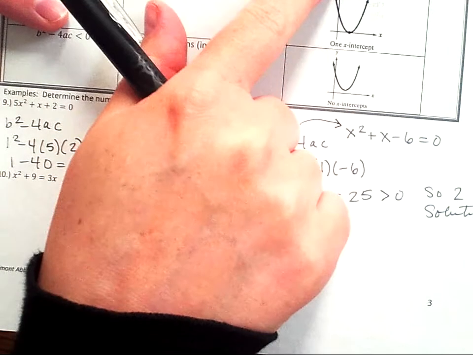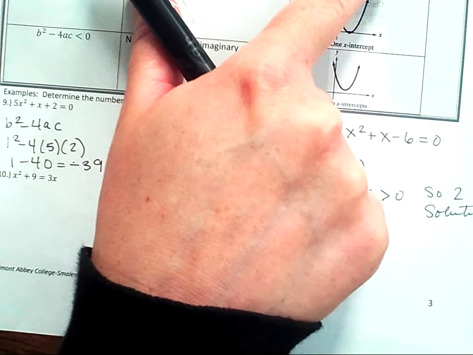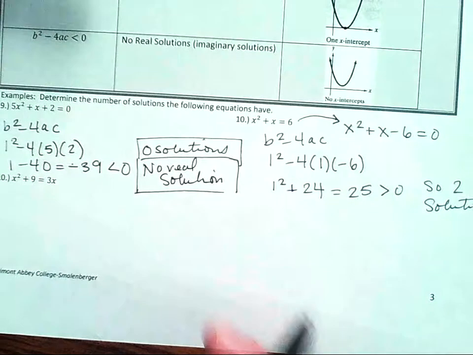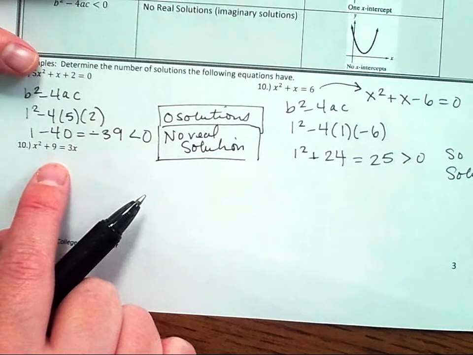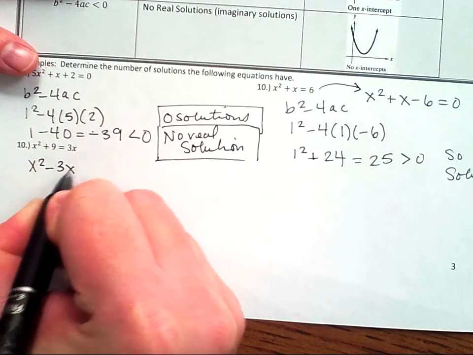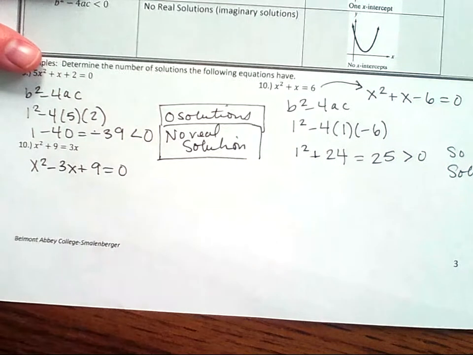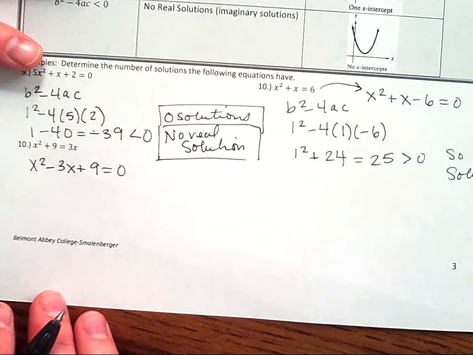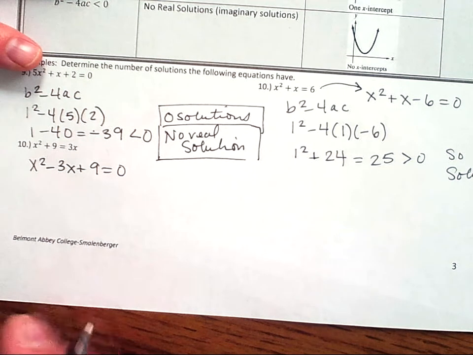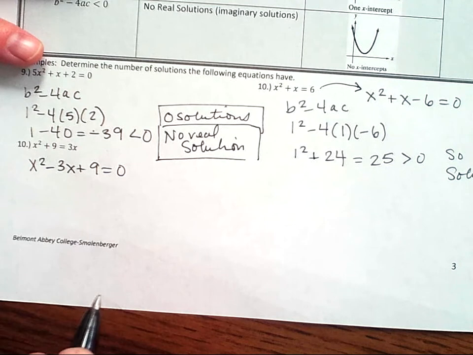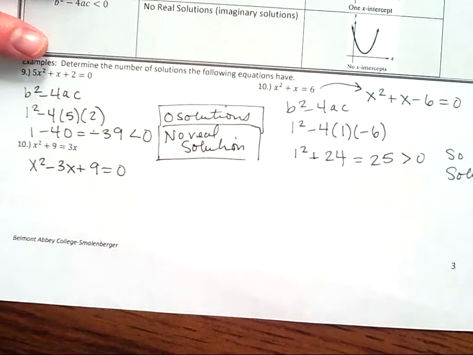So your graph will look something like this, right? It's a parabola. It could be pointing up, it could be pointing down, but it intersects the x-axis at 2 points, right? Number 10, again, I need to get it equal to 0 in order to determine the number of solutions. So what do you guys get? Somebody help Blair. I think Blair's done all of these ones.